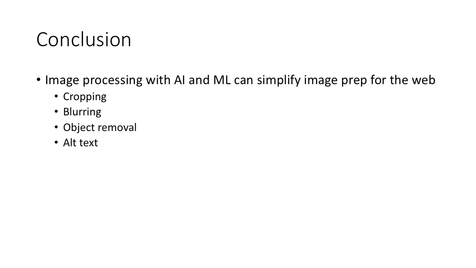And so we can use image processing with AI and machine learning to crop, blur, remove objects. We can do the alt text. And I think it's kind of fun. So thanks for listening. This is a fun tool for me to learn about machine learning.